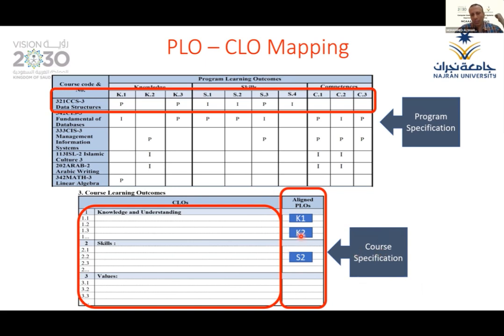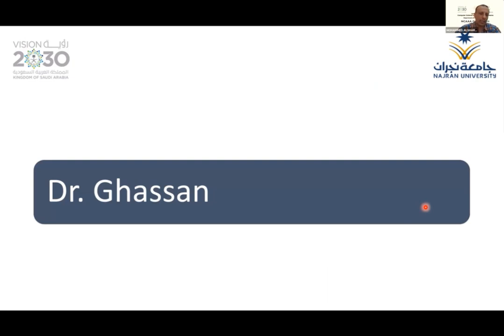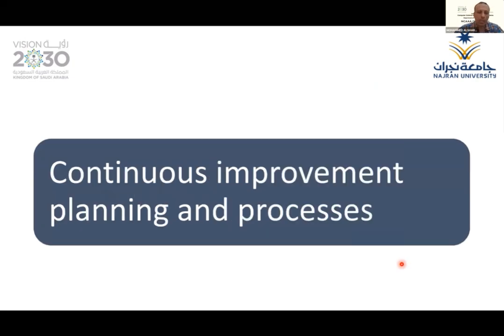Imagine this is written syllabus. There is a syllabus here, just for example, and you find here the alignment with K1, K2, S2. So it means that there is a difference between the alignment here and the alignment here. So based on that, we fill the one that Dr. Ghassan said. Jazakallah khair, Dr. Ghassan.